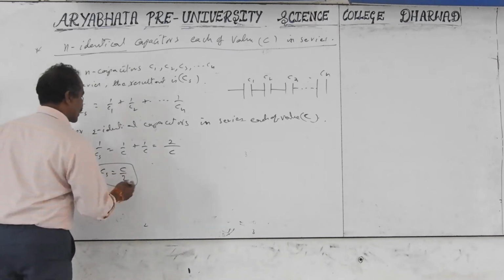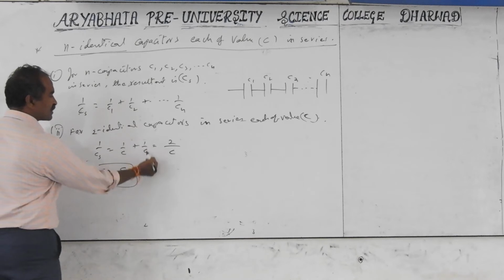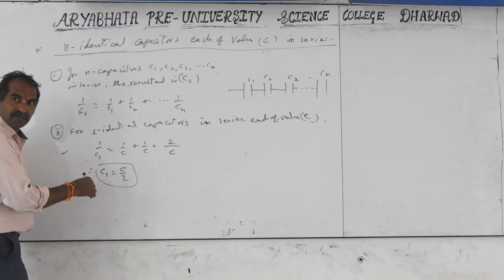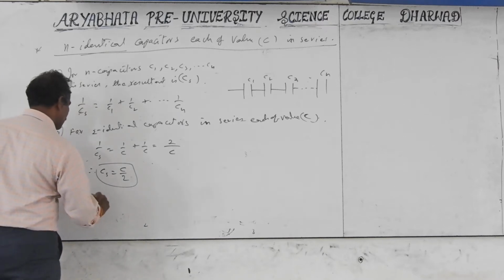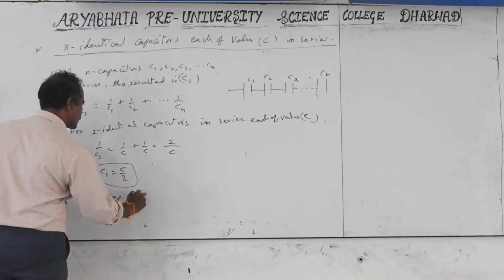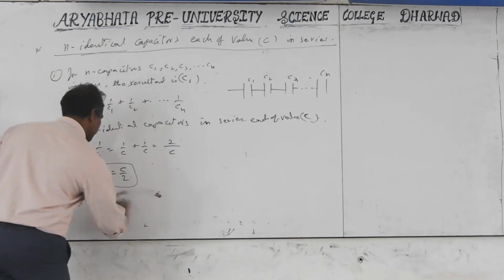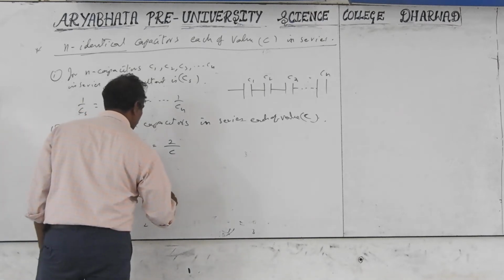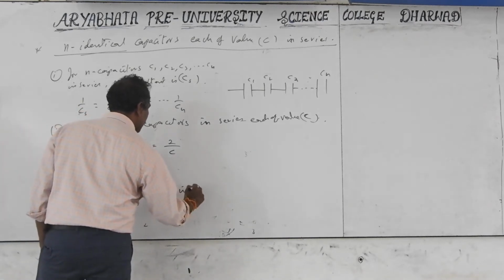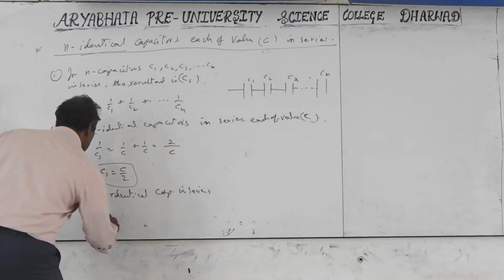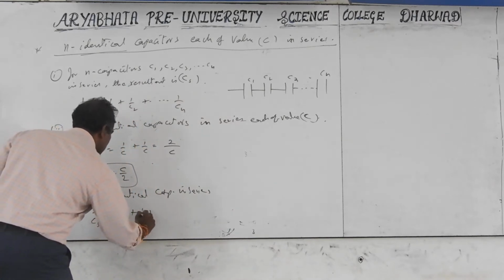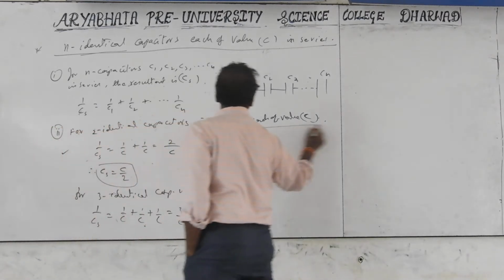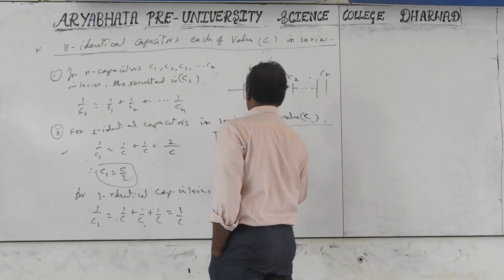C by 2. For 3 capacitors, what happens here? 1 by C plus 1 by C plus 1 by C. That means 1 by C series equals to 3 by C. Therefore, for 3 identical capacitors in series, C series equal to C by 3.